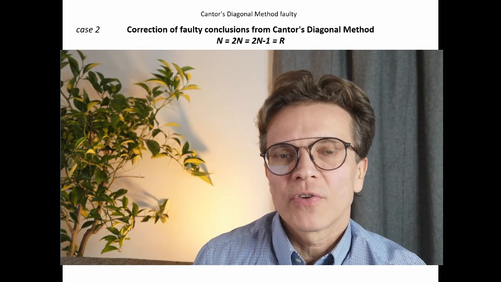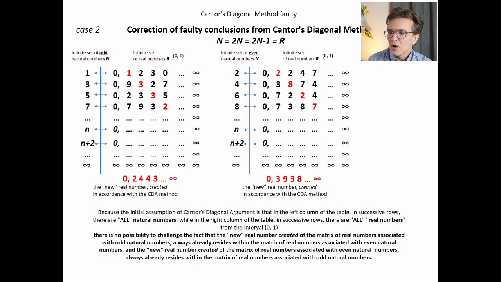Because the initial assumption of Cantor's diagonal argument is that in the left column of the table, in successive rows, there are all natural numbers, while in the right column of the table, in successive rows, there are all real numbers from interval 0, 1, there is no possibility to challenge the fact that the new real number created of the matrix of real numbers associated with odd natural numbers always already resides within the matrix of real numbers associated with even natural numbers, and the new real number created of the matrix of real numbers associated with even natural numbers always already resides within the matrix of real numbers associated with odd natural numbers.